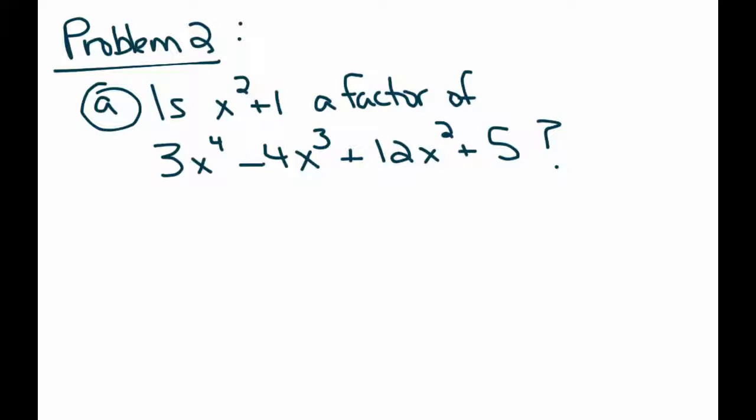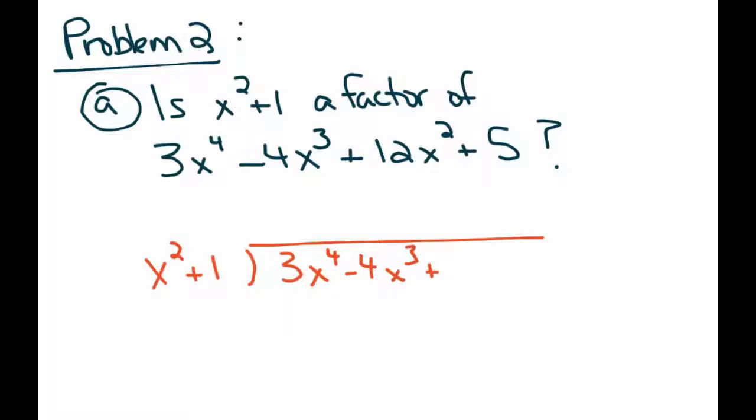So, I'm going to write x squared plus 1 here. I'm going to write 3x to the 4th minus 4x cubed plus 12x squared plus 5. Now, here's the deal. Over here, this is quadratic. What it's missing is a term with an x. We actually have to account for it when we do longhand polynomial division. So I'm going to tack in here a 0x. So now it's written in descending order of powers.